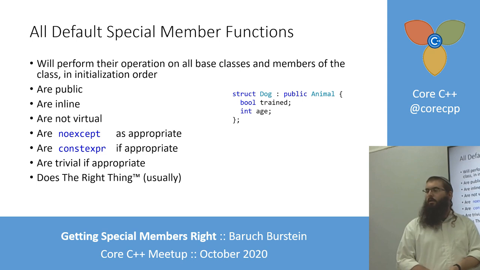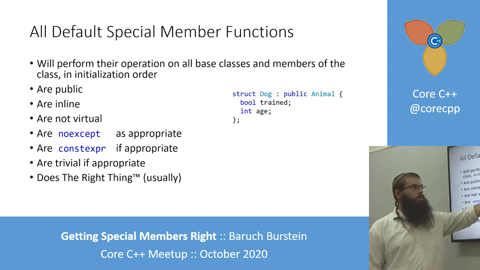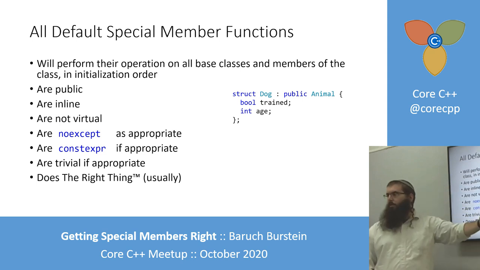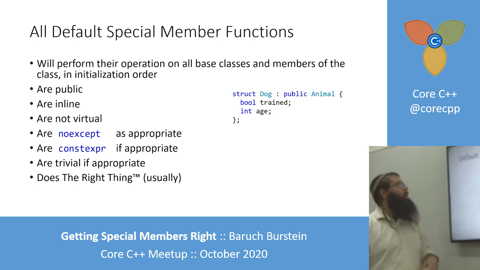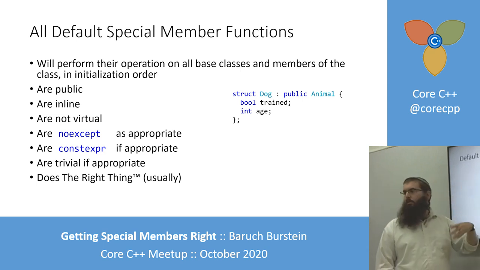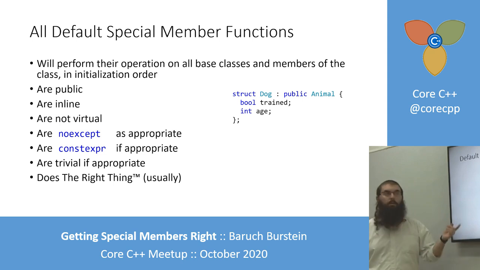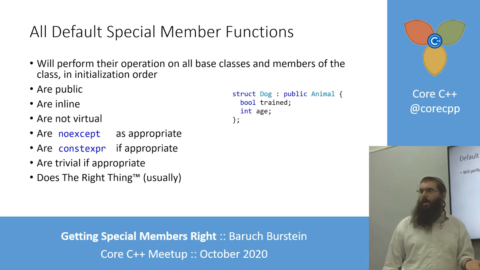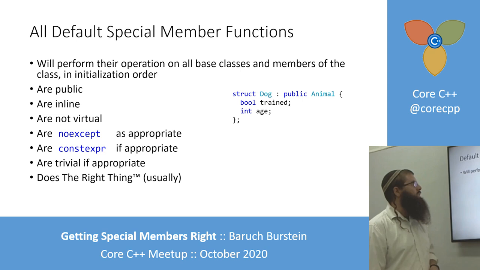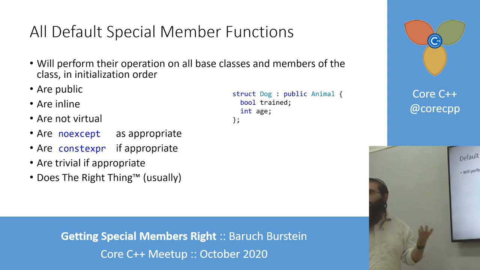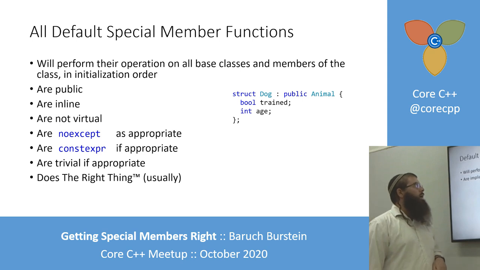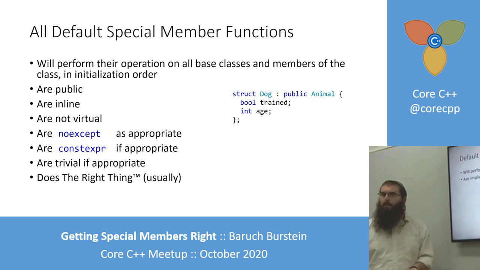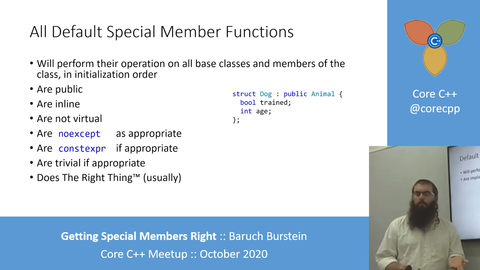If stranger was a reference to bool, or age was a reference to int. But neither trained nor age will be in themselves references, I think. They can be references. Of course, if you have references here, you won't have a default constructor, because the references have to be initialized during construction. So you won't have a default constructor, but you'll have to supply a constructor that initializes the references.